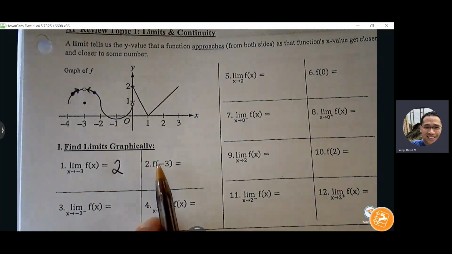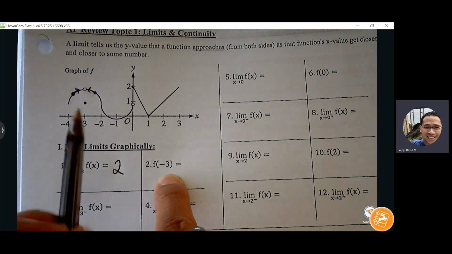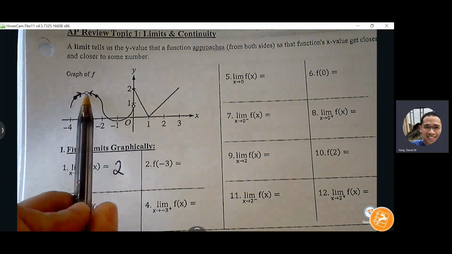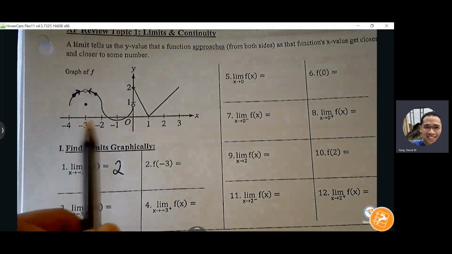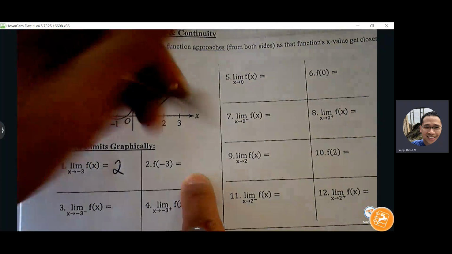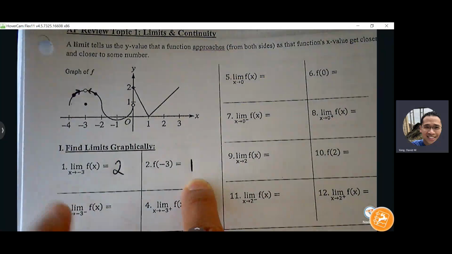So here's the distinction, right? f of -3 is simply asking you, does a point exist? There's a hole there, so there's no point there. There is a point here, so that's what I care about. So my ordered pair is just 1. Right, so that's the difference.